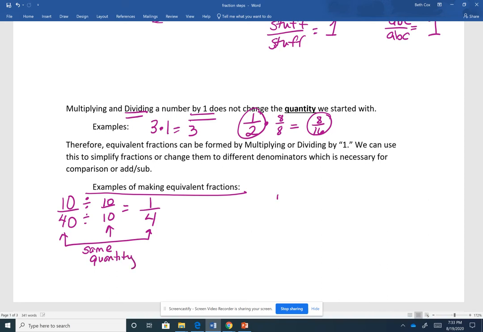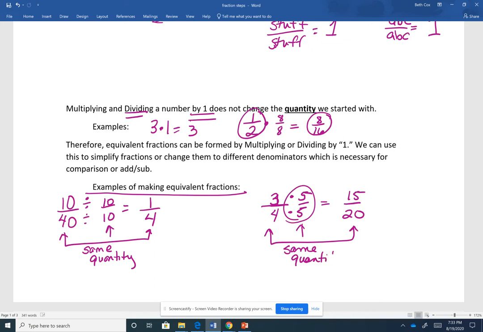And if I took, I don't know, 3/4 and multiplied those by 5, well, I have 15/20. This is multiplying by 1. And so these are the same quantity. And this is just a really important concept to understand.